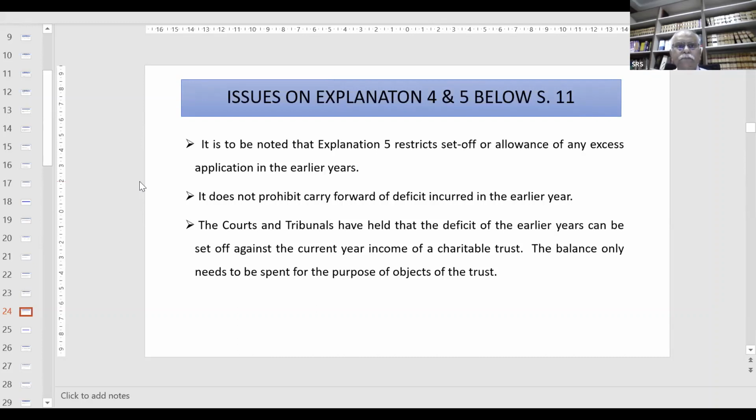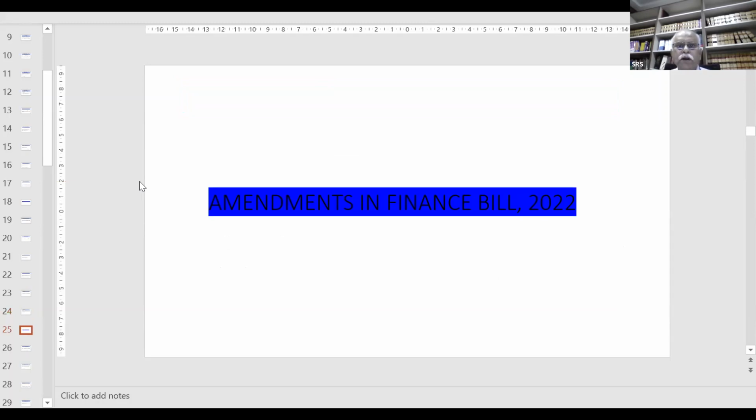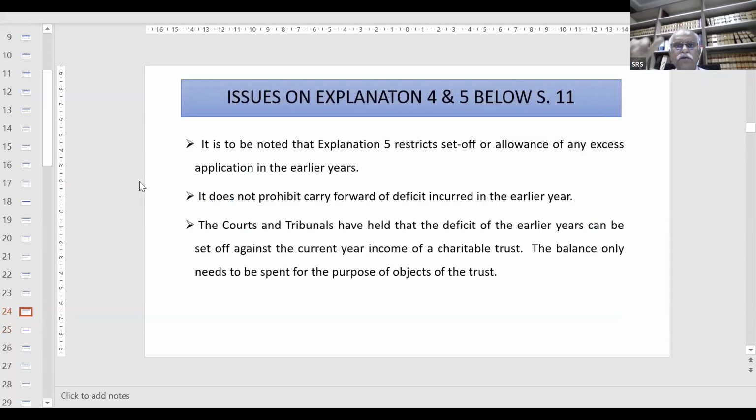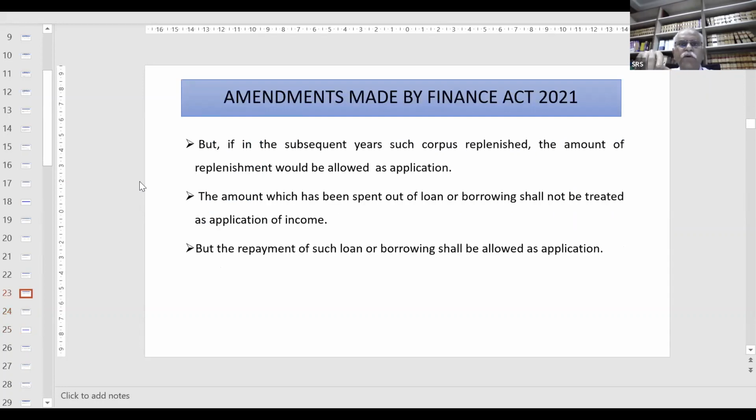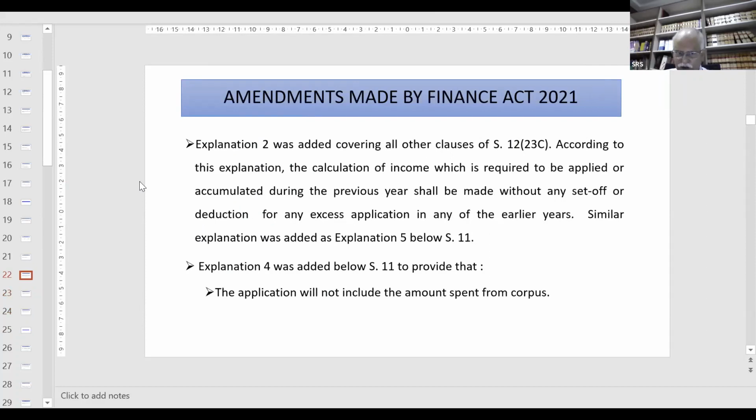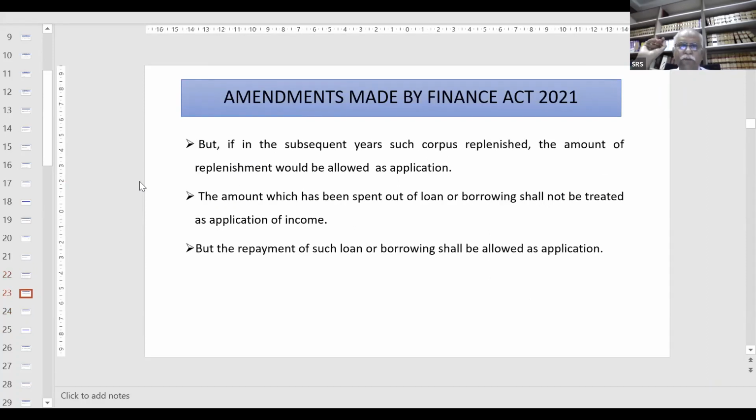Next one, please. Yeah, before this, just go two slides back. Just one more slide back. We'll go to the amendment itself. I just want to know that loan or borrowing only. Please go to that slide only. Yeah.